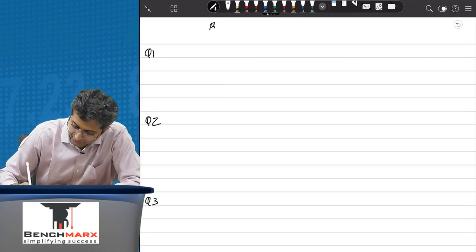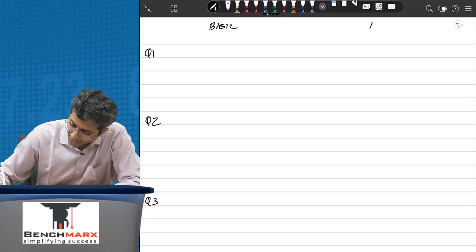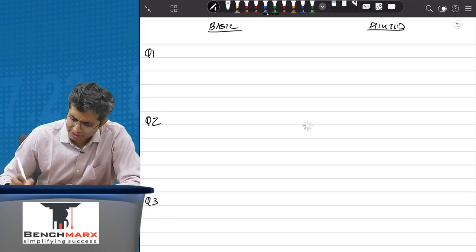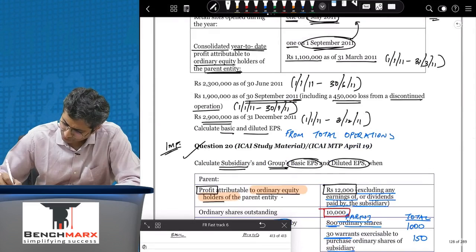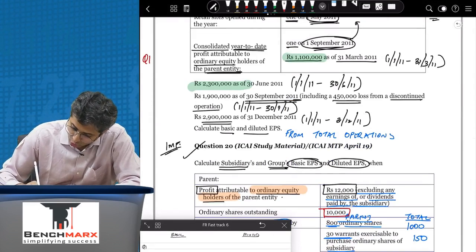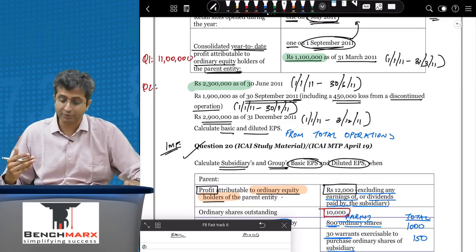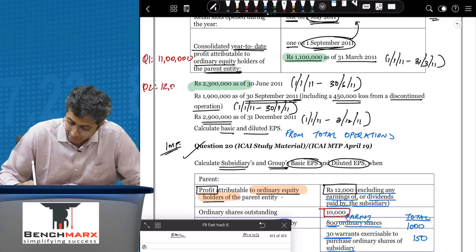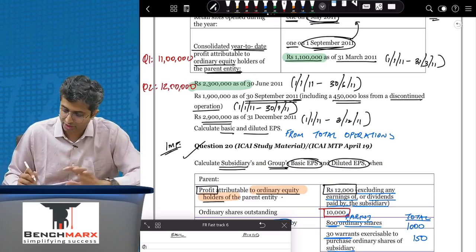So over here, I look at the basic and the diluted for each quarter of 3 months independently. Now the profit in the first quarter is given to you as 11 lakhs. Just for your reference, Q1's profit is going to be 11 lakhs. But Q2's profit is not 23 lakhs. 23 lakhs is the profit for the 6 months. It is 23 minus 11, and hence this is going to be 12 lakhs. The profit for the second quarter is 12 lakhs.